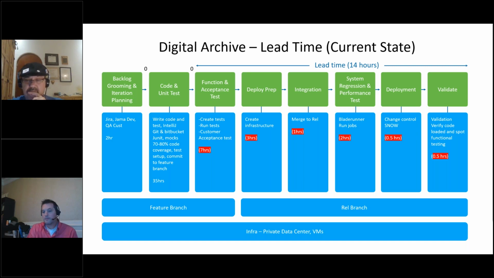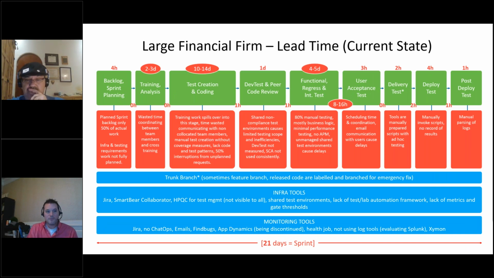Yeah. Wow. So that one's pretty simple, and they're already doing pretty well if they're just looking at a lead time of 14 hours. Let's look at one that's a little more messy, because I think this is where most of the enterprises are. It's like, oh my gosh, how do I walk us through this one?